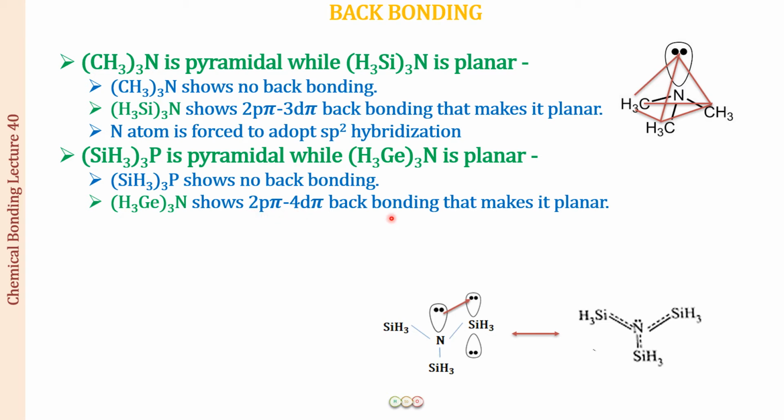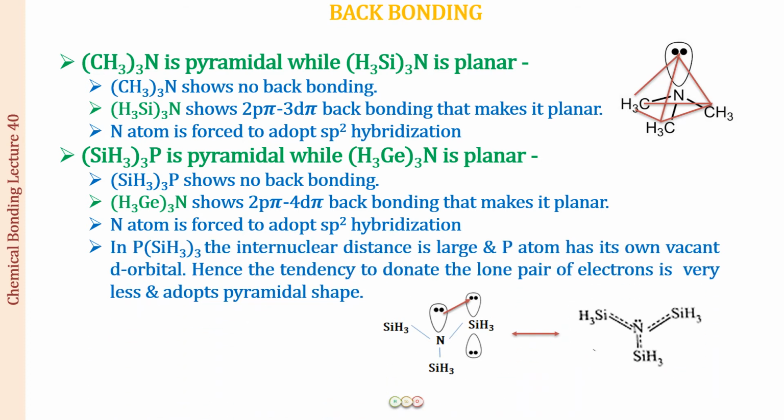So this is something that you should remember, that in trigermylamine we see some back bonding which is significant, and this makes the molecule planar. Germanium and nitrogen are going to participate in back bonding, right? And therefore nitrogen will be again forced to adopt sp2 hybridization. Alright, it is not going to be sp3 for the nitrogen. It is going to share the lone pair with germanium, and hence it will be sp2 hybridization.